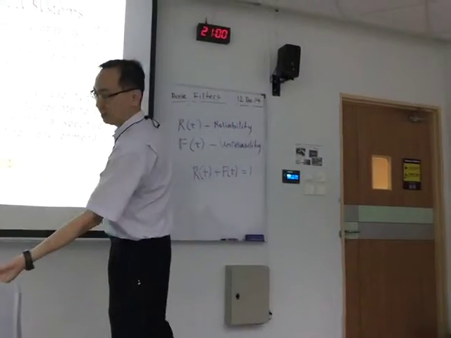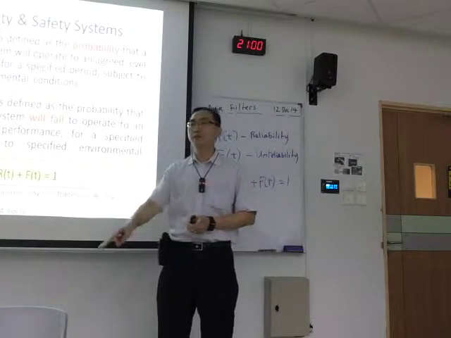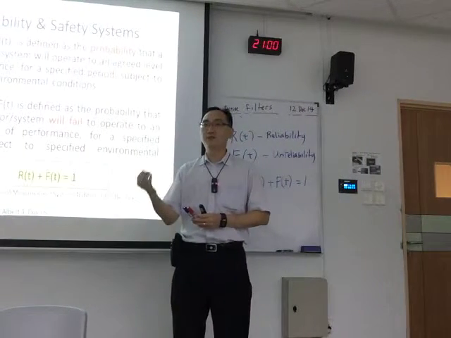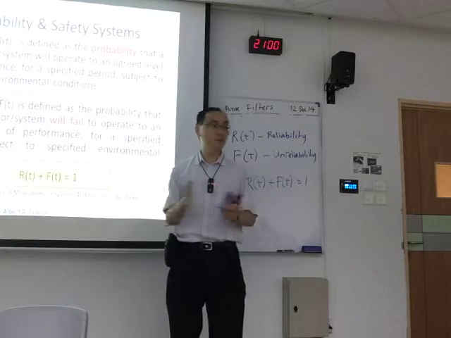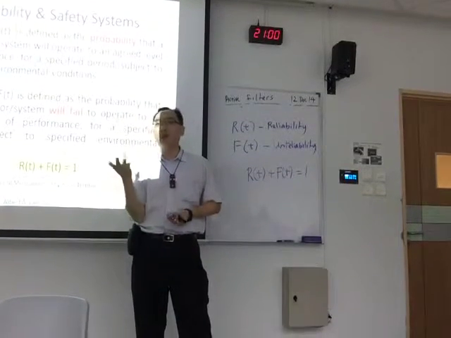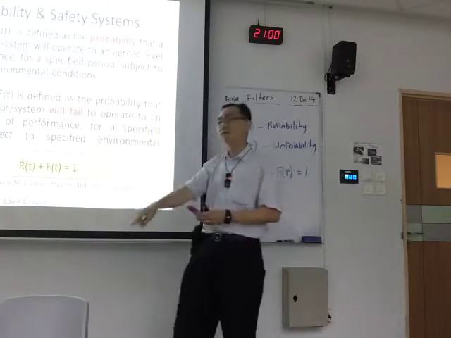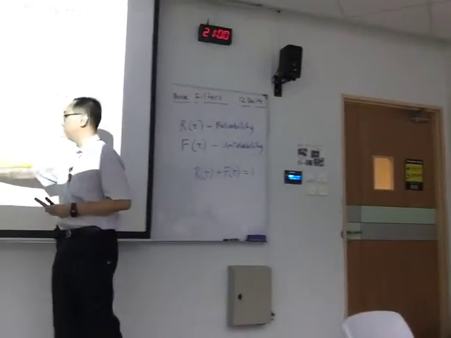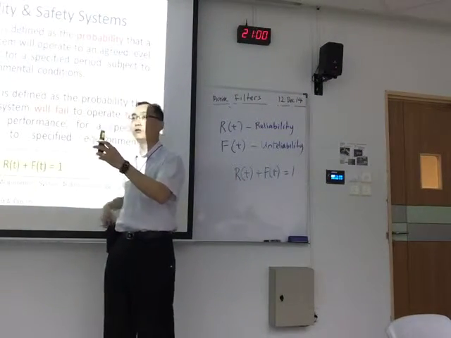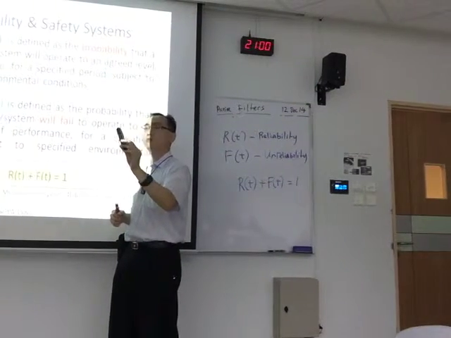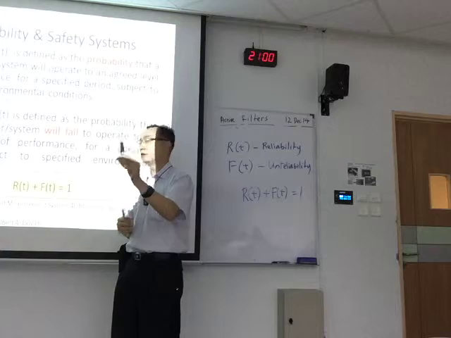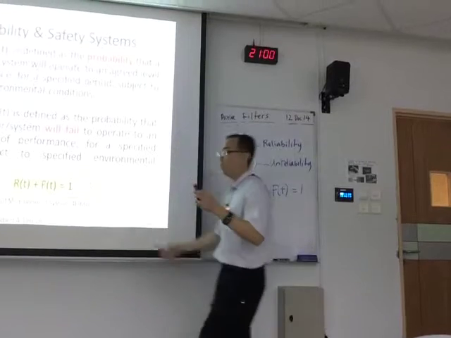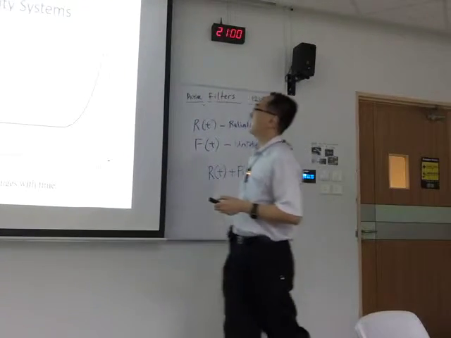If I tell you this chair is 95% reliable, so what is the probability of unreliability? You must round it to 100%. So that means this chair has 5% unreliability. There's a possibility it breaks, but 95% of the time it is good. This is the thing we have to bear in mind. This handphone, maybe it is 95% reliable. That means there's a 5% probability it will fail. So reliability plus this must be equal to 1 because you cannot be more than 1. Now, this one is just for your info.